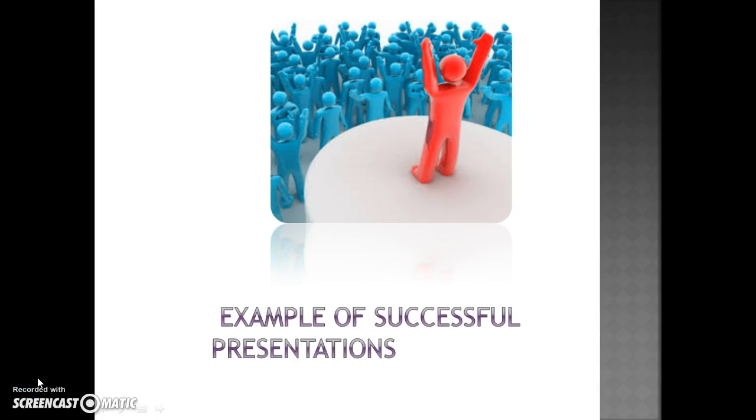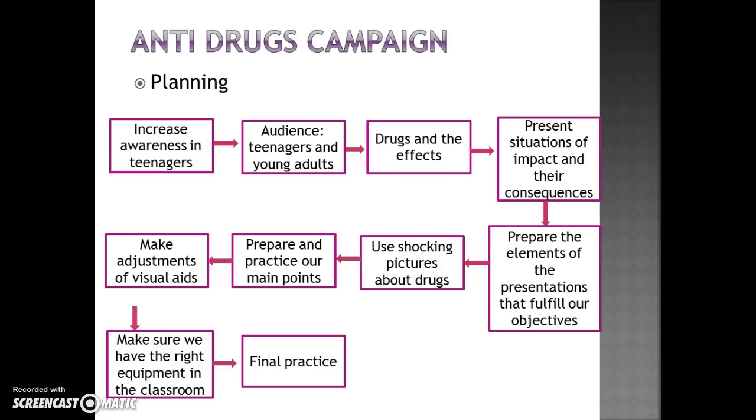Now we're going to explain the relationship between some elements of the presentations, like planning, types of presentations, communication skills, and audiences. In order to explain the relationship between these elements, we're going to use as an example an anti-drugs campaign. The first element is planning.